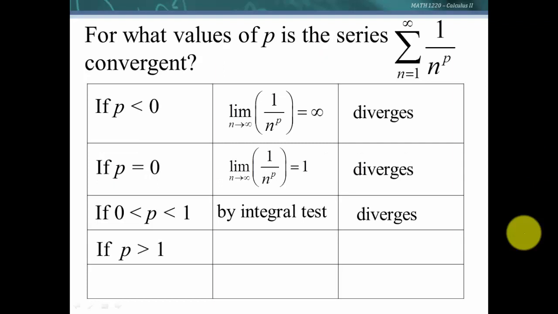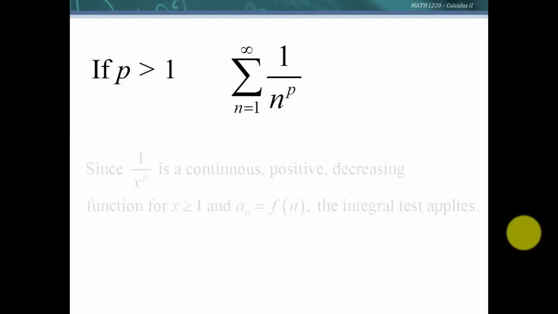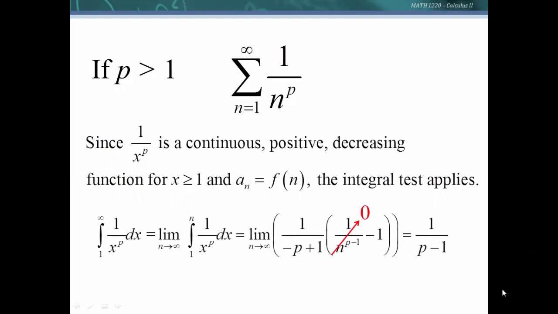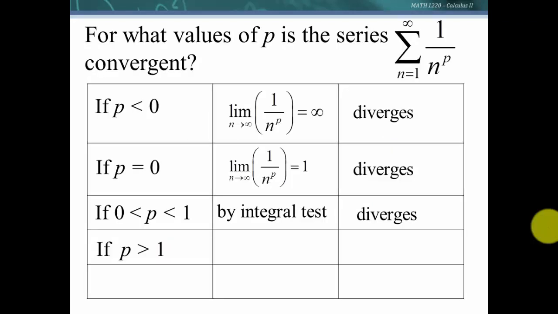Now if we looked at p greater than 1, we still can use the integral test because it's the very same thing, but now this is going to go to 0 when we evaluate it, because p is greater than 1. So since p is greater than 1, as we increase n, since it's in the denominator, the term is going to go to 0, and we will have this, which is finite. So by the integral test, this one will converge.